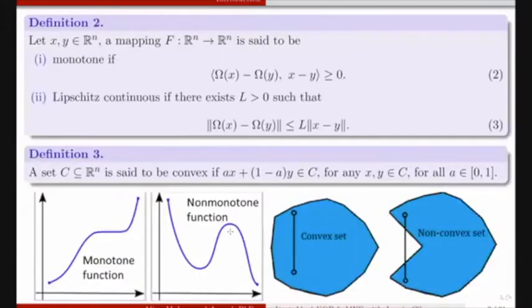Another definition we need in this talk is these two familiar definitions. That is, when a function omega from Rn to Rn, satisfying this inequality 2, we call it monotone. When it satisfies this, then we say it is Lipschitzian. And we have some figure here. This is very familiar, so we don't need to waste time.